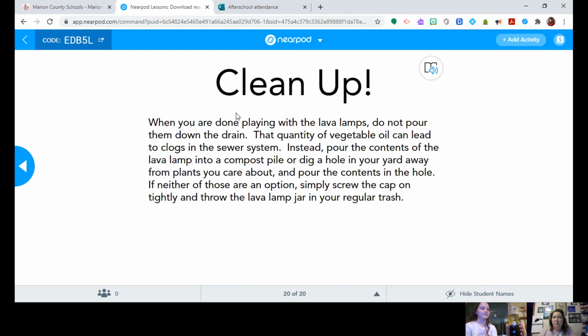When you're done, you clean everything up. And if you don't want this lamp, don't pour the oil down your drain if you have a sewer system, because it'll clog it all up. Go outside and pour it in a compost pile, or dig a hole in your yard away from any plants and pour it in there. Do not pour it down your sink. I usually just put the cap on mine and use it later. Anytime I add Alka-Seltzer, I have my lava lamp again.